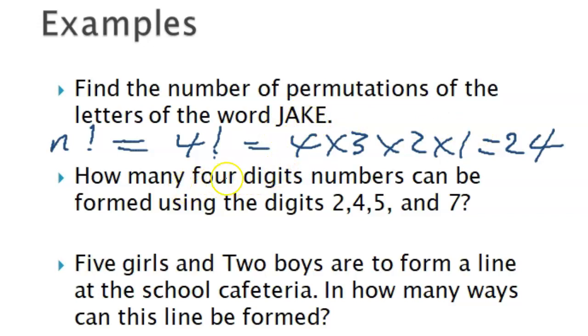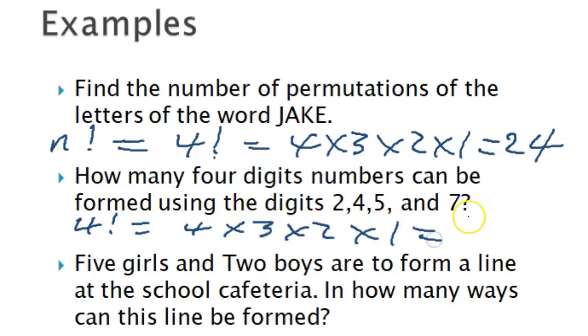Second one, how many 4-digit numbers can be formed using the digits 2, 4, 5, and 7? Again, 4 characters, so the number of arrangements is 4 factorial. That's 4 times 3 times 2 times 1.